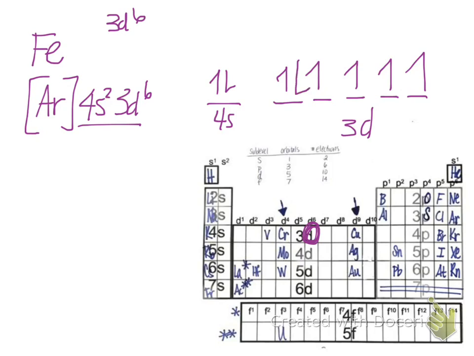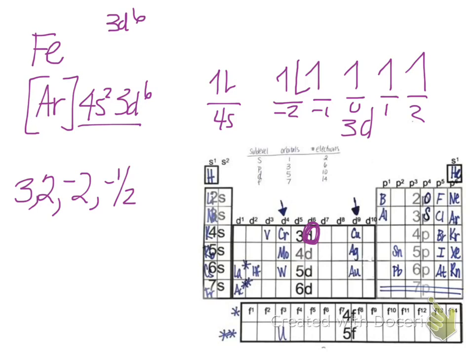So what would my quantum numbers be? 3. I'm in a d, so how do I signify a d? 2. The labels are negative 2, negative 1, 0, 1, 2. So I would be negative 2. And it's pointing down, so negative 1/2. On this worksheet, they're going to give you different aspects of that, and you have to figure out what the rest of it is.